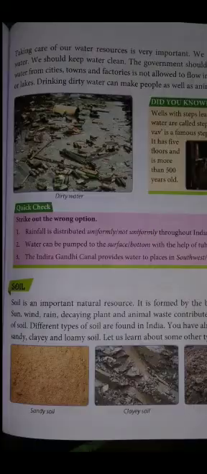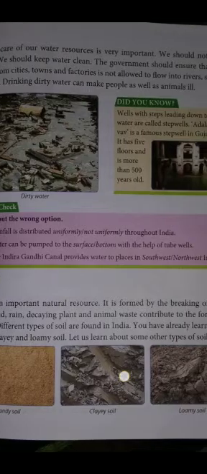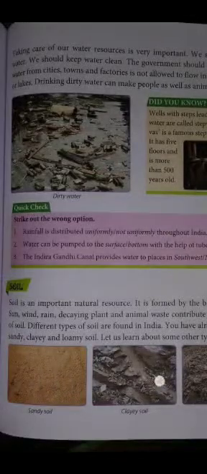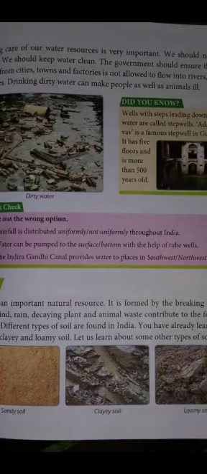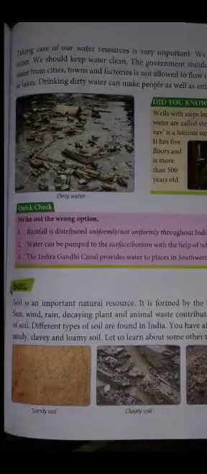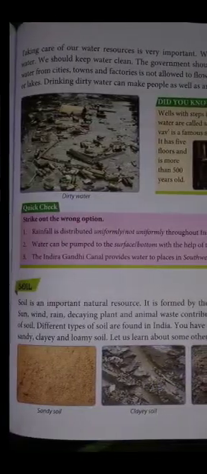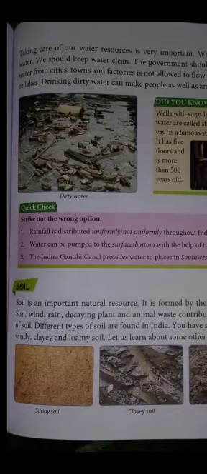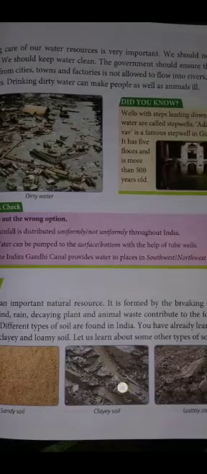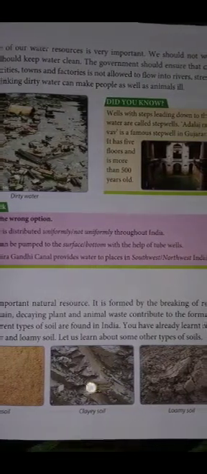So students, now we are going to read about one more renewable natural resource, which is soil. Soil is an important natural resource. It is formed by the breaking of rocks. Sun, wind, rain, decaying plants and animals' waste contribute to the formation of soil. Different types of soil are found in India. You have already learnt about sandy, clayey and loamy soil. Let us learn about some other types of soil.